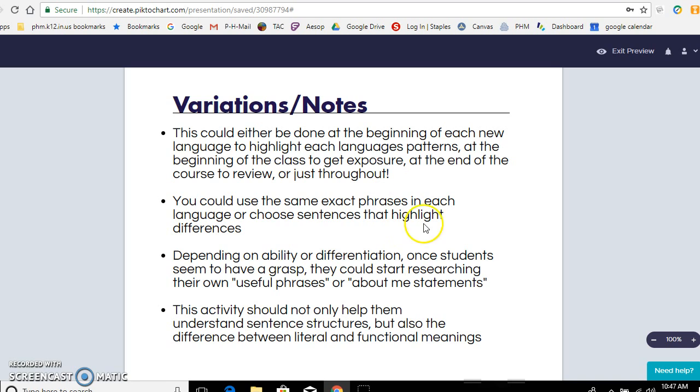So I could maybe give noun phrases to highlight the fact that they're different. So you can kind of, again, adapt that as well. Then, depending on ability or differentiation, like I said, once students start to seem to grasp the activity, they could start researching their own useful phrases or about me statements. Maybe they want to describe themselves. I am this many years old. I live here. I'm from there. They could pretty much come up with anything they want themselves and start to put those into sentence structures.